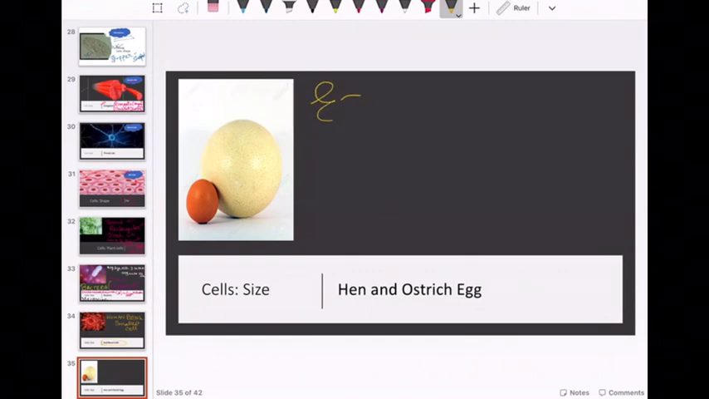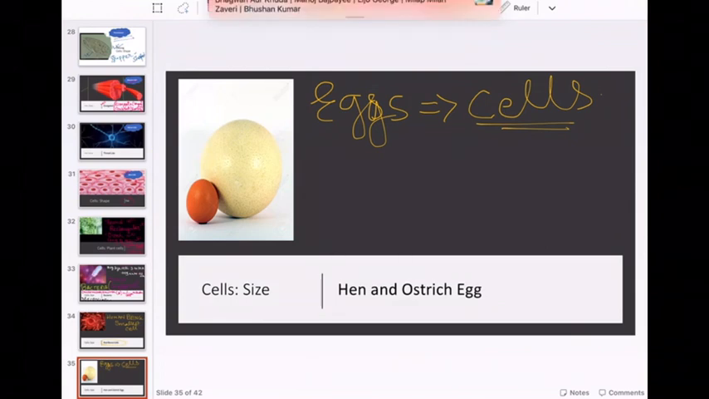And you know, students, eggs are also cells. Eggs are basically cells. We all came from eggs in the womb of our mother. There we started our life with one single cell called a zygote. We all started our life with one single cell in our mother's womb. So every egg is a cell.